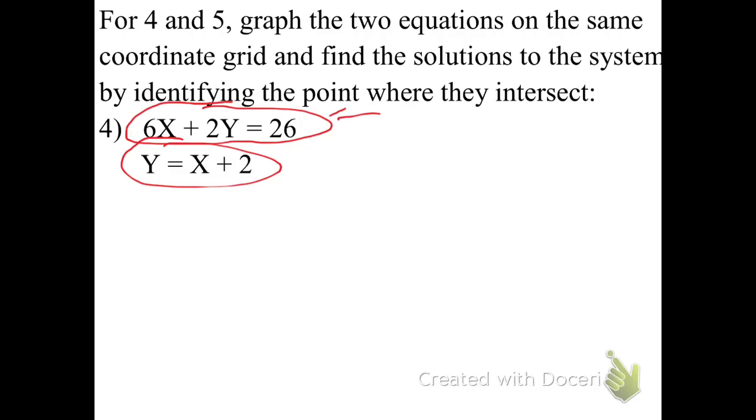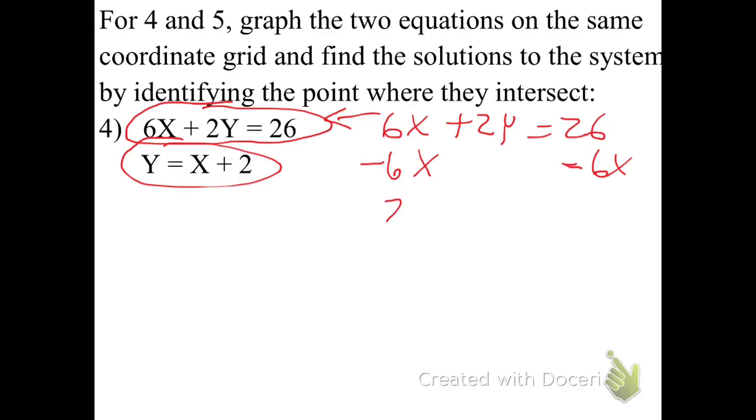This top one isn't in the y equals mx plus b form, so we have to get it there. And to do that, you have to solve for y. So, subtract the 6x, because we're trying to get y by itself. What you do to one side, you do to the other. So we got 2y equals 26 minus 6x.